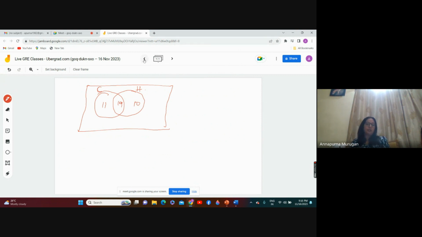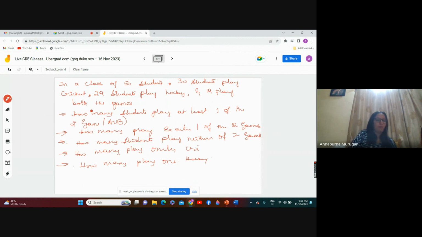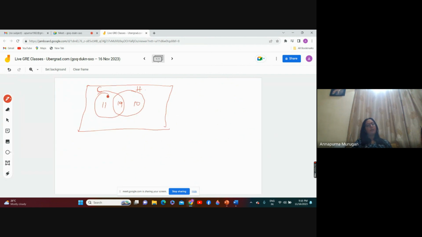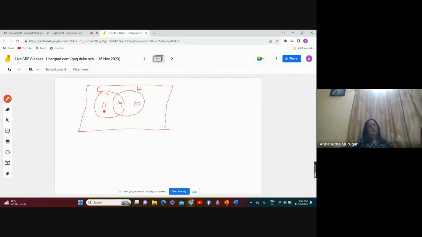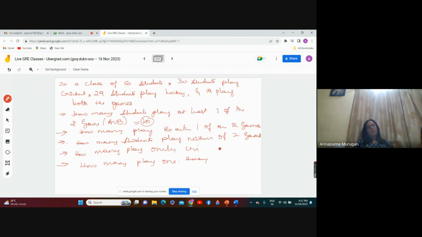Now, let us go from this. How many students play at least one of the two games? A union B. At least one of the two games means A union B, this complete thing. So 11 plus 19 is 30, 30 plus 10 is 40. So 40 students play the entire thing. How many play exactly one of the two games? 11 people play only cricket, 10 people play only hockey. So therefore it is 21.